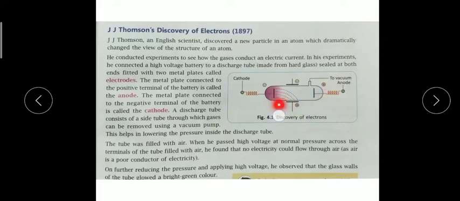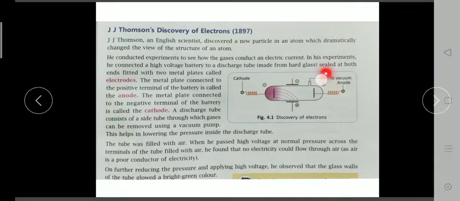You can see here, one plate is here, another plate is here, connected to different electrodes, the cathode electrode and the anode electrode. We know that the cathode is the negative electrode and the anode is the positive electrode. These two metal plates which are sealed act as electrodes. One is connected to the anode electrode, and the other to the cathode electrode. And this discharge tube consists of a side tube.